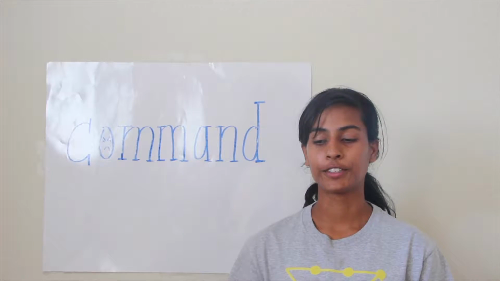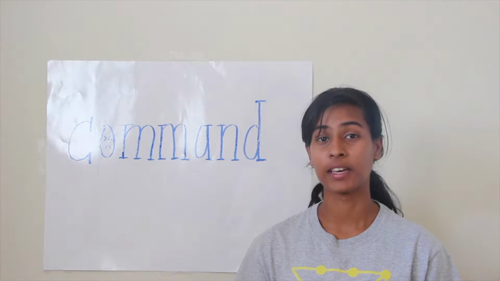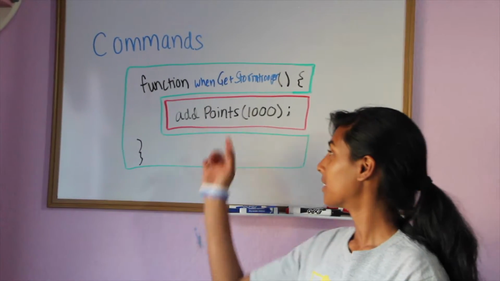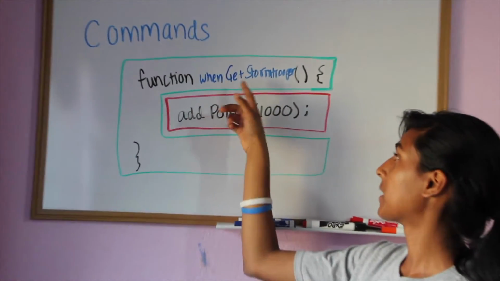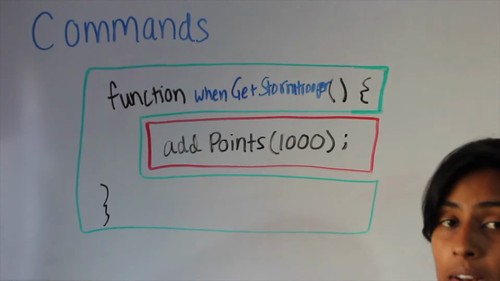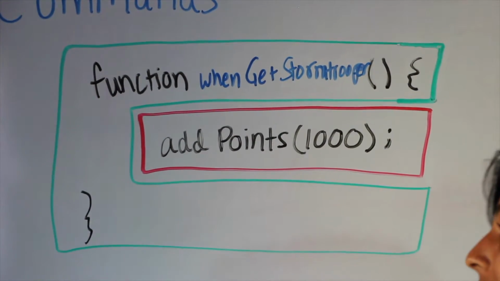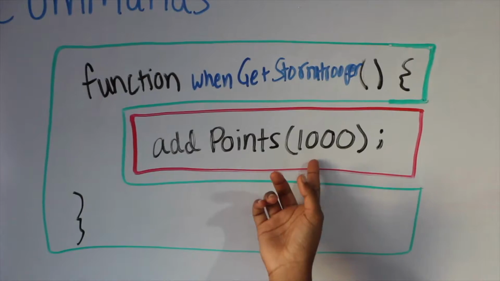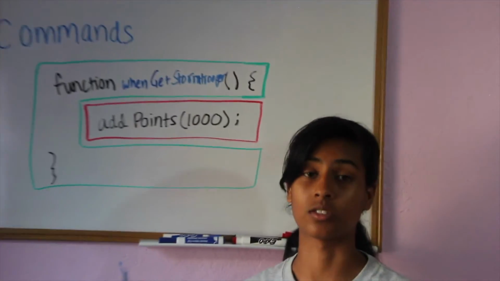In the Hour of Code, commands basically give direct instructions on what action should be performed based on the event. In this command, it says add points 1000, and it's within the function when get stormtrooper. So basically, when get stormtrooper is a signal, and the action performed when the signal is triggered is the command add points 1000. So the command does whatever the action tells it to do after the signal has been triggered.